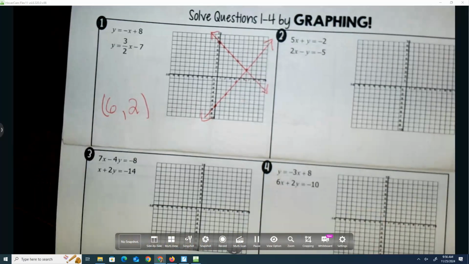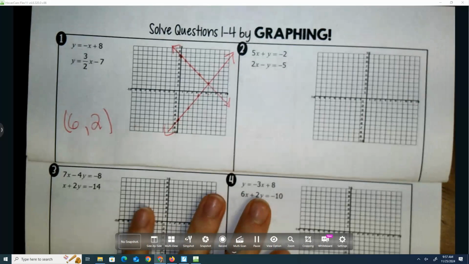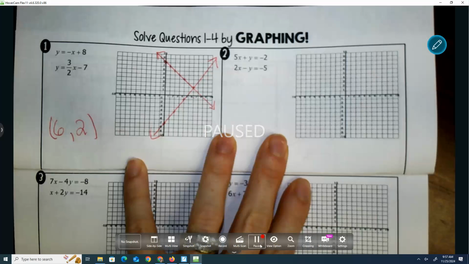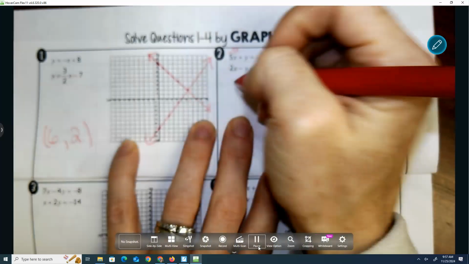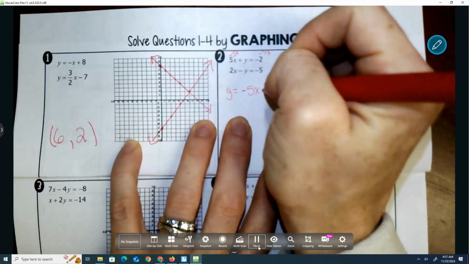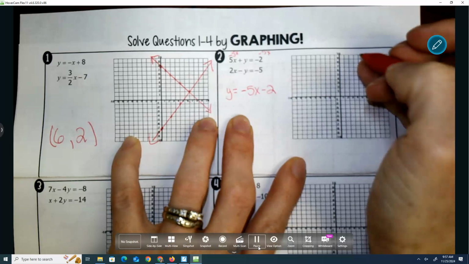Let's do one more of these together. Let's look at number 2. What would I have to do first if I want to graph that one? Okay, the first equation, if we want the y by itself, we subtract our 2x. So then subtract our 5x. So y is negative 5x minus 2 is the first line. And we can graph that.